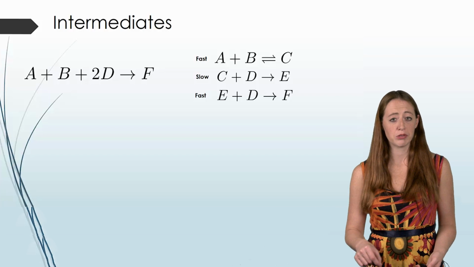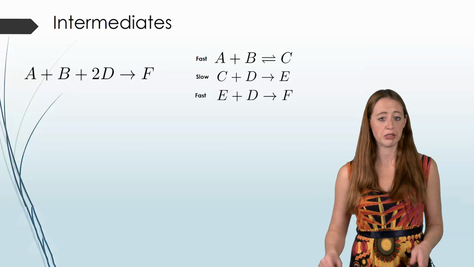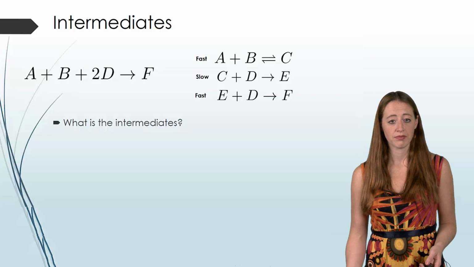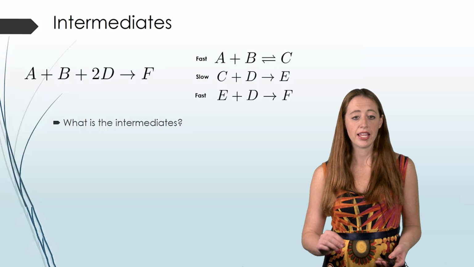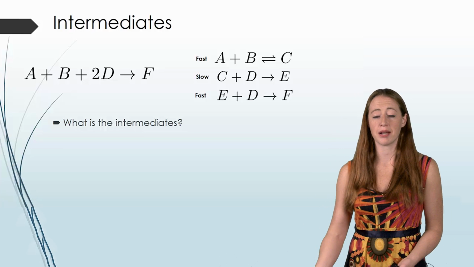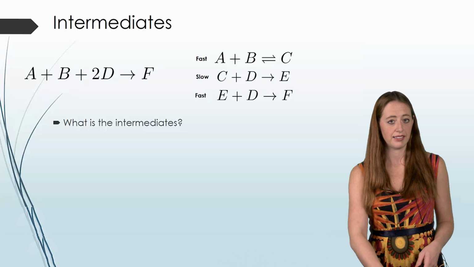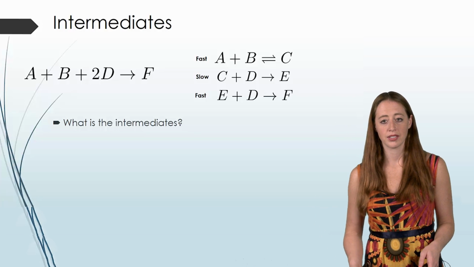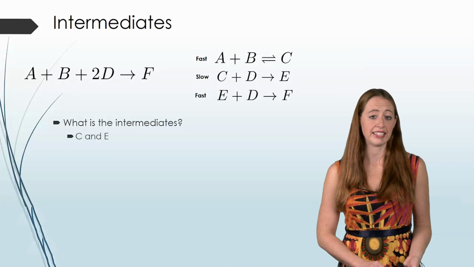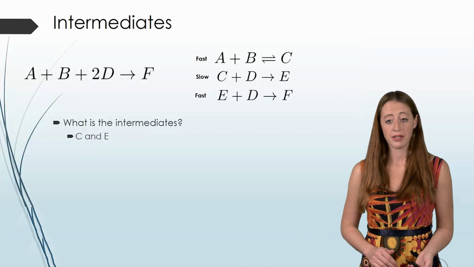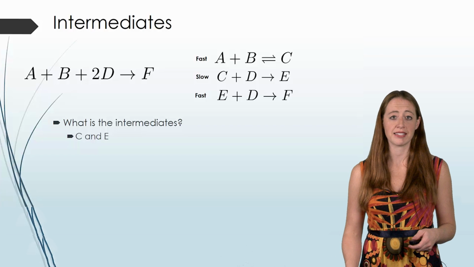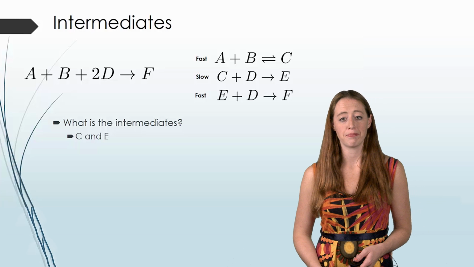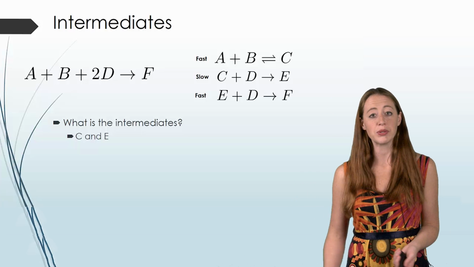Now, I want to do a little bit of a review from last time, because we very briefly covered intermediates last time, but let's cover it again. So what are our intermediates here? Remember what an intermediate is. It is made during a reaction and used up during a reaction. So we don't add it in. The reaction makes it and then uses it back up. So in this case, it's both C and E. Because in our first step, we make C, and then we use it back up in our second step. And then in our second step, we make E, and we use it back up in our third step. And so they're both intermediates. And that's fine. You can have multiple intermediates.